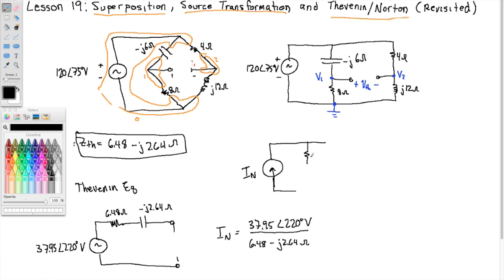The resistor comes down here, 6.48 ohms. The capacitor, sorry, comes down as well. And this is the Norton equivalent circuit, if we want.